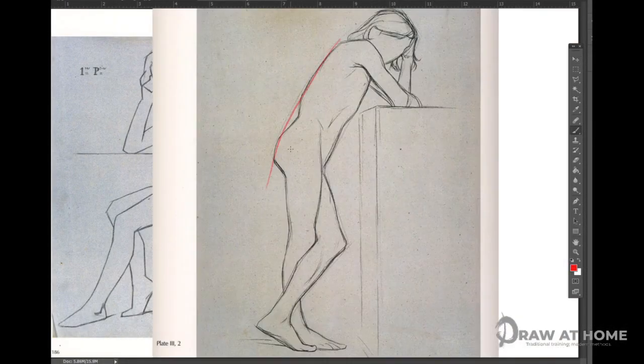By looking closely at the figure, the initial blocking lines can be seen, which is an invaluable source of information in understanding Bargue's procedure. And by drawing over them, we get the big simple lines of the visual construction. See how he's treating these forms as big, simple geometric shapes. The whole torso is essentially one long, boxy cylinder.